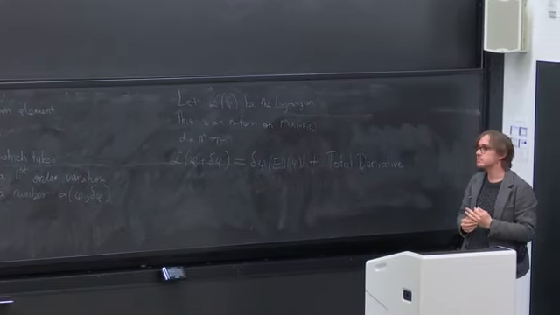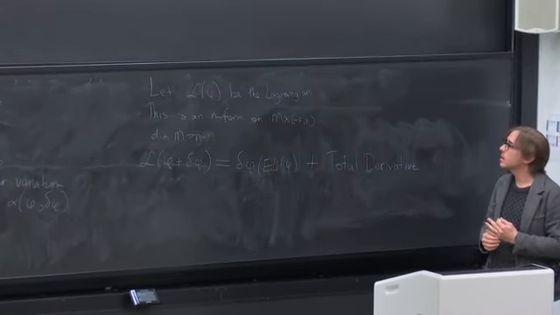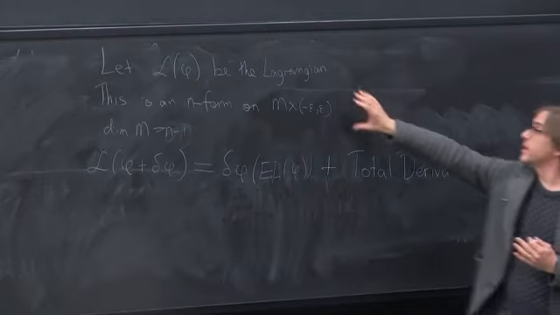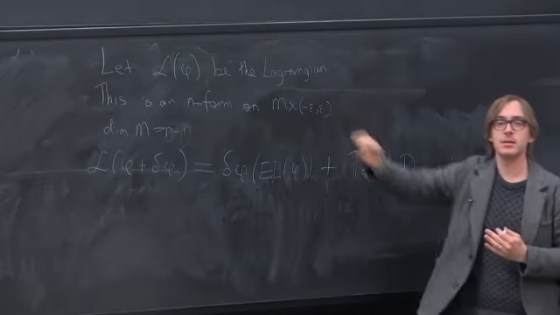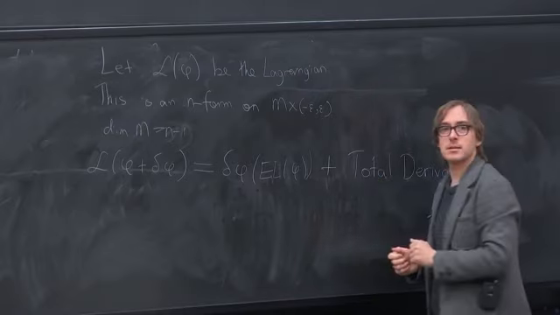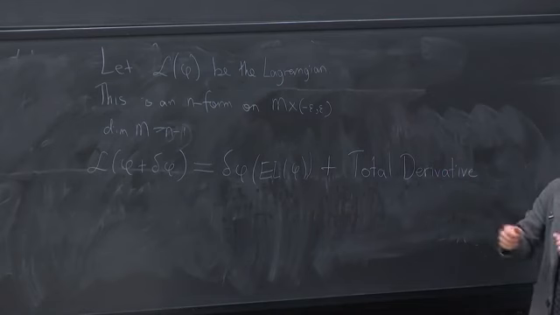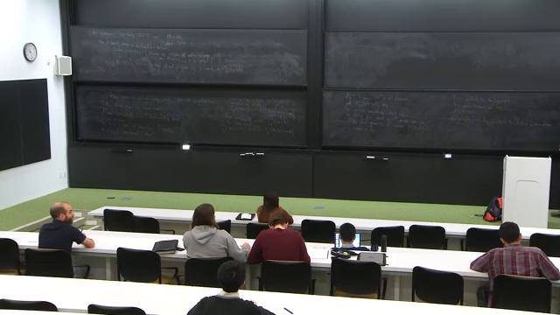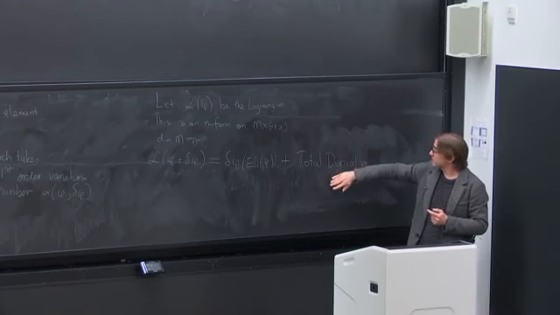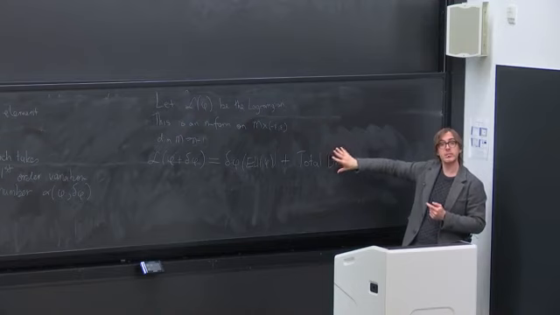Yeah? What is n? Is m bigger than n minus 1? N is the dimension of this whole manifold here. N is the dimension of M cross minus epsilon comma epsilon. Yes. So n minus 1 is the dimension of M. Okay. So this total derivative is the thing we're going to care about.